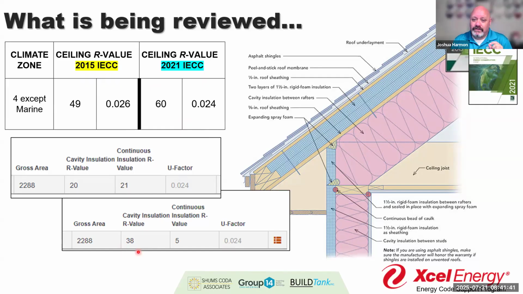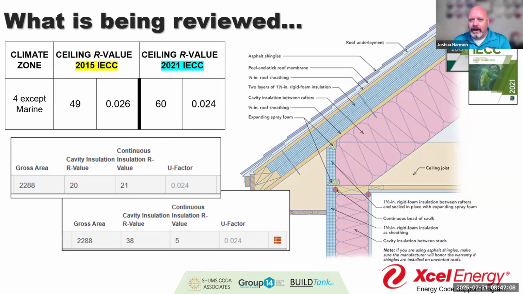We see here, I've used a 38 cavity and a 5 continuous, and I get the same U factor. I've got a 20 cavity, 21 continuous, same U factor. So again, I have right here on the screen 3 options to get R60 equivalent insulation in that wall design, right? We could talk all day about different options.